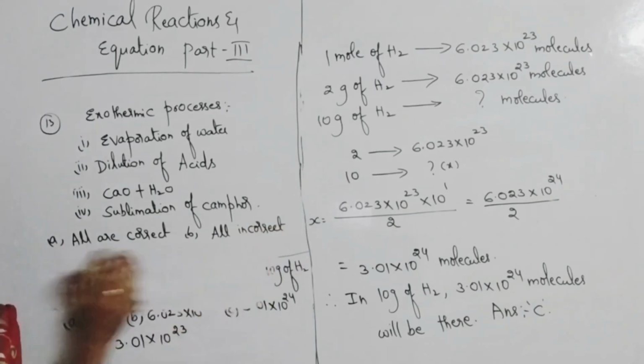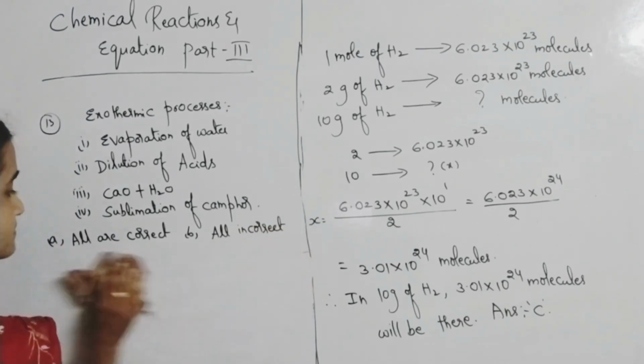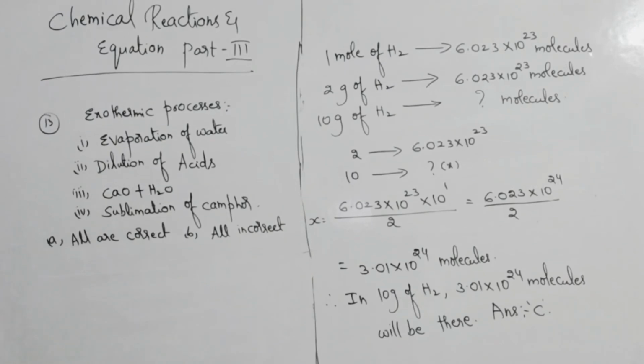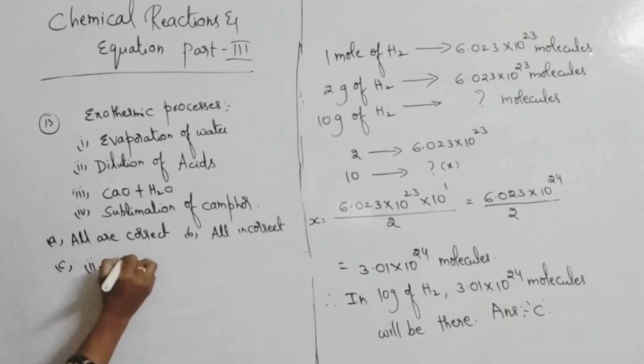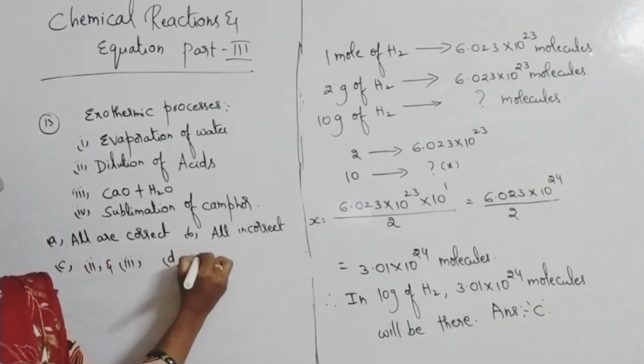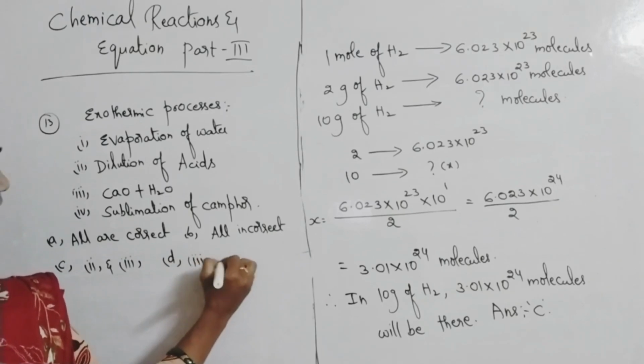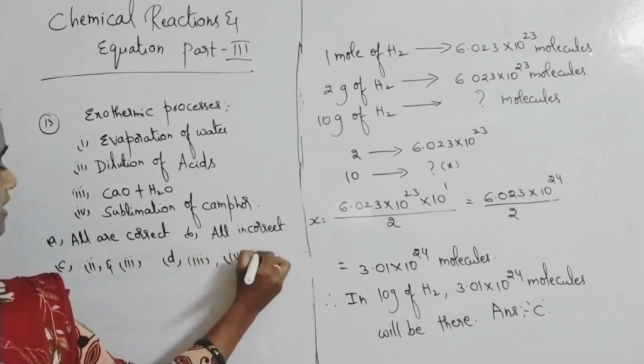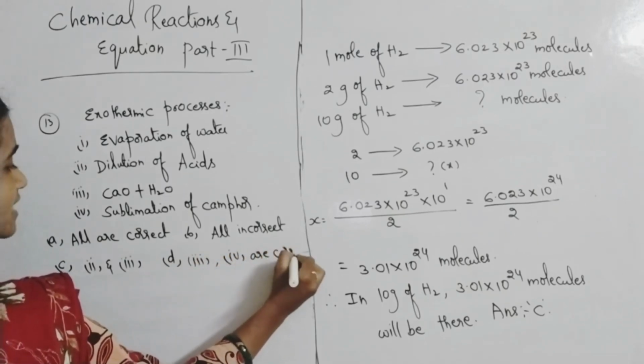Option C is given as 2, 3 are correct. Option D, 3, 4 are correct. So what is the correct answer here?